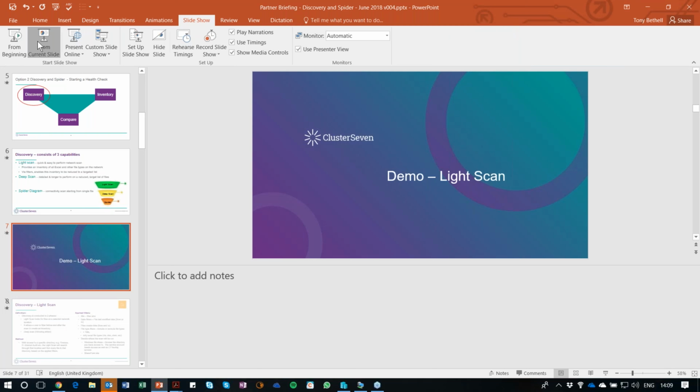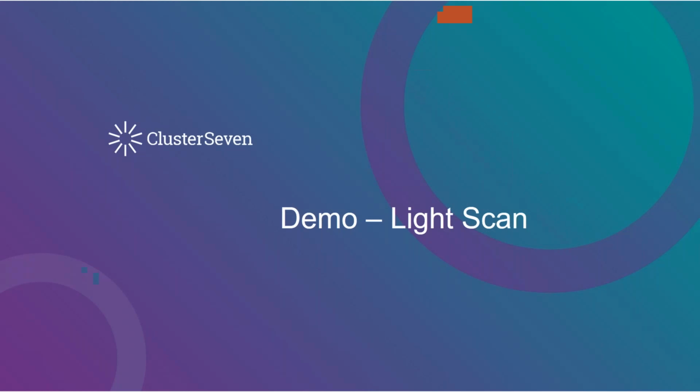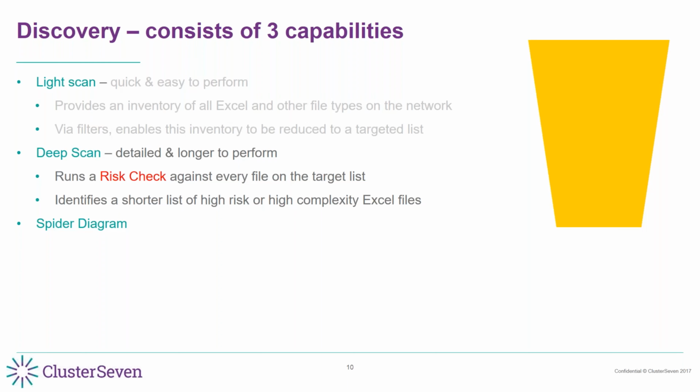So having run that particular light scan, we may want to run a deep scan. Now, deep scan is different in its context. It's not trying to find all file types. It only applies to Excel. What we're doing at this point is running a risk check against every file on the target list. I'll come back shortly to what a risk check is. The aim is to narrow this list down further. We're trying to find high-risk or high-complexity Excel files that we can use. So again, the idea of using this filter, this funnel, is there.